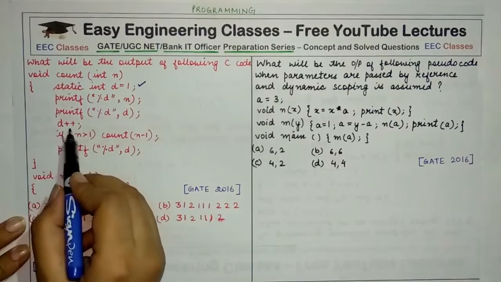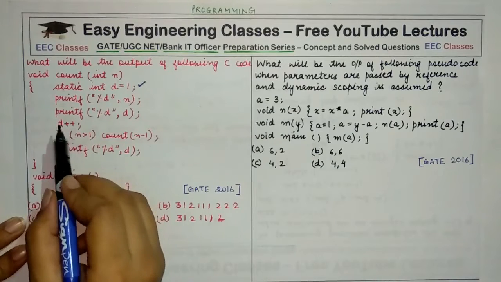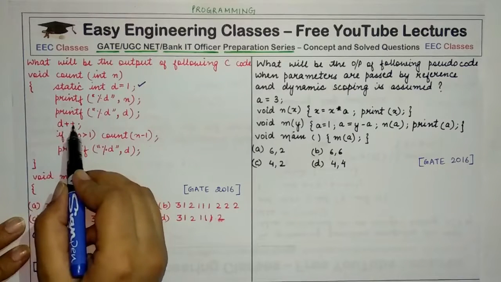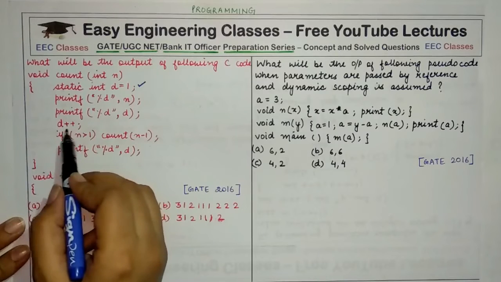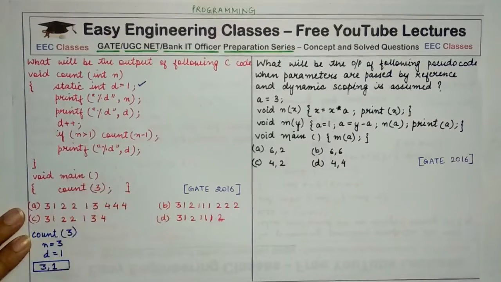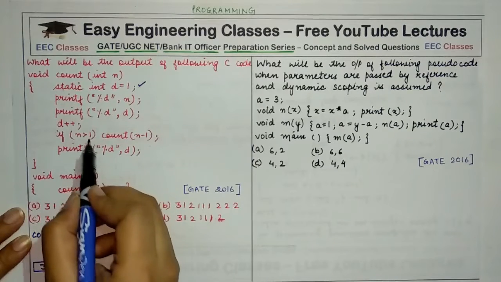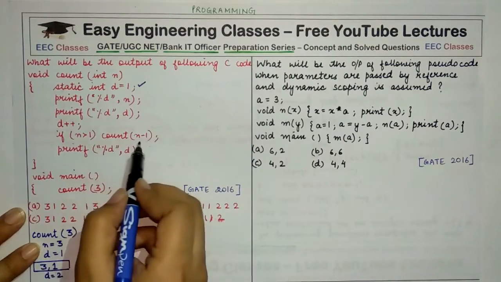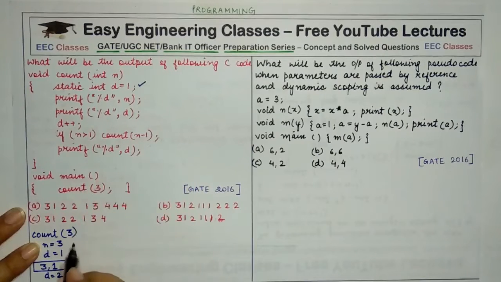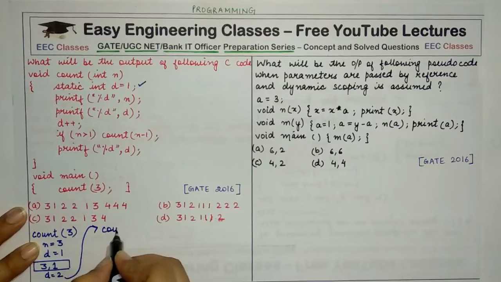After this, the value of d is incremented. It is a post increment operator. So don't be confused whether this value would be incremented now or afterwards, since there is no other expression here. So this value would be incremented here itself. So now the new value of d would become 2. Then since n is greater than 1, yes, and the value of n is 3, count would be called with value n minus 1. n minus 1 would be 2. So after this, control would transfer to the second call of count.